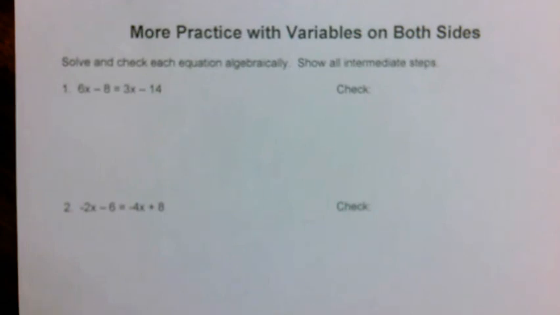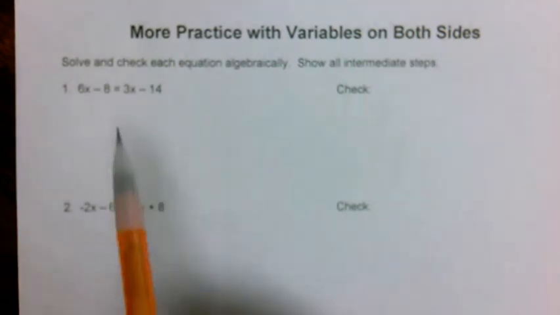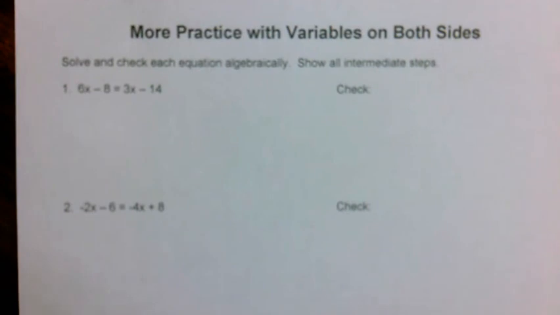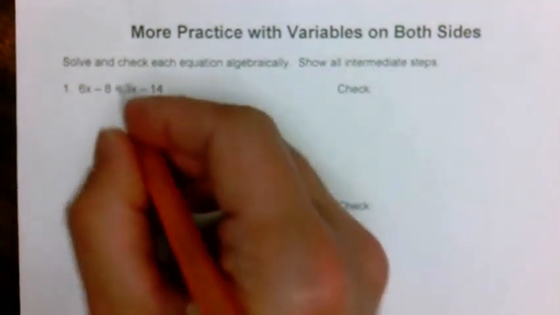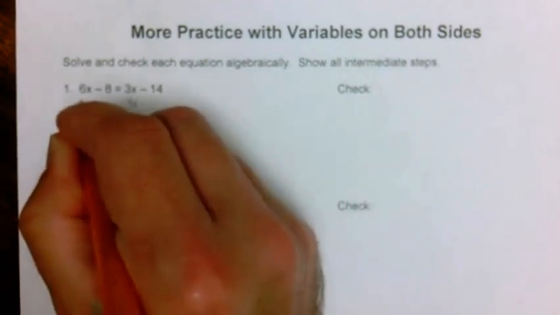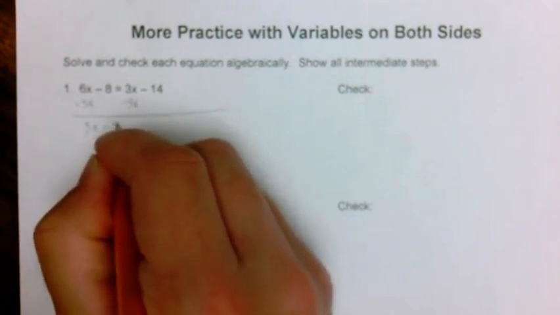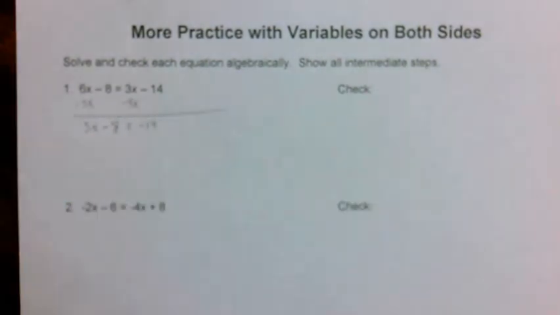So looking at our first example, 6x minus 8 equals 3x minus 14. First thing I'm going to have to do is get the variables on one side of the equation. It doesn't matter if we move the negative 3x or if we move the 6x, we should end up with the same answer. I'm going to go ahead and move the 3x over to this side by subtracting 3x on each side. That's going to make the equation say that 3x minus 8 equals negative 14.